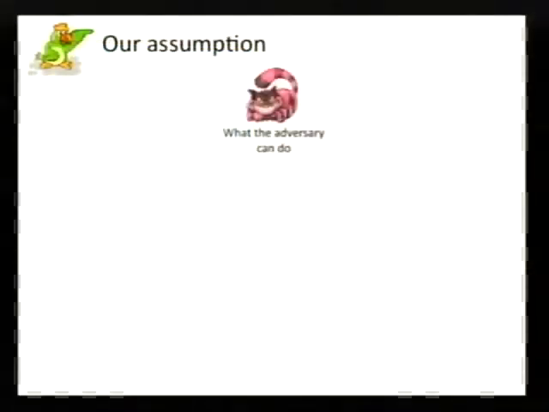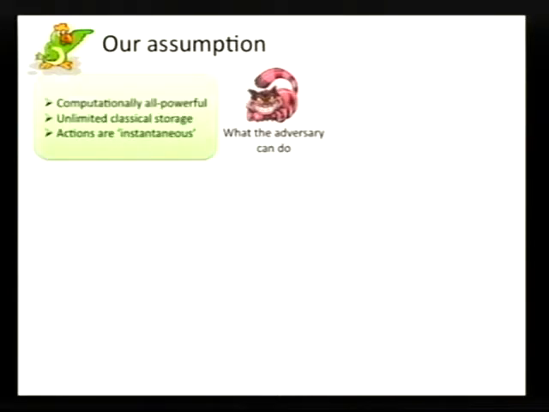So I can now explain to you exactly what the assumption is we're going to make. So if a party is cheating, we allow him to be computationally all-powerful. Maybe in the basement he has a quantum computer, he can perform all error correction, he can break RSA, he has an unlimited amount of classical storage.